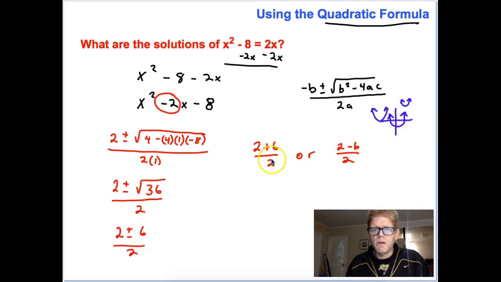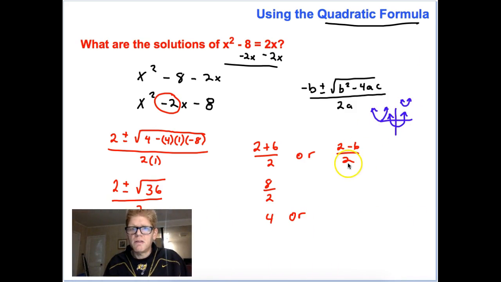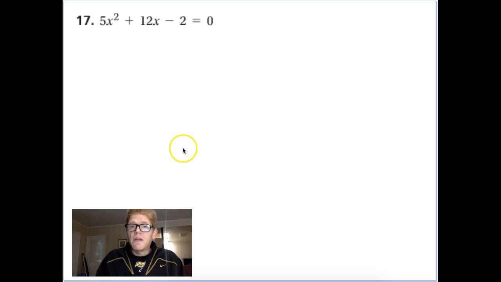So at this point, we'll just solve. 2 plus 6 is 8, and 8 divided by 2 is just 4, or 2 minus 6 divided by 2 is -4 over 2, and that gives us -2. So our answers are 4 or -2 for this parabola. That is the points at which our parabola intersects the x-axis, which are the solutions to our quadratic equation. Now that last one was pretty easy, giving us whole numbers and all. Let's try one that's a little bit more complicated.